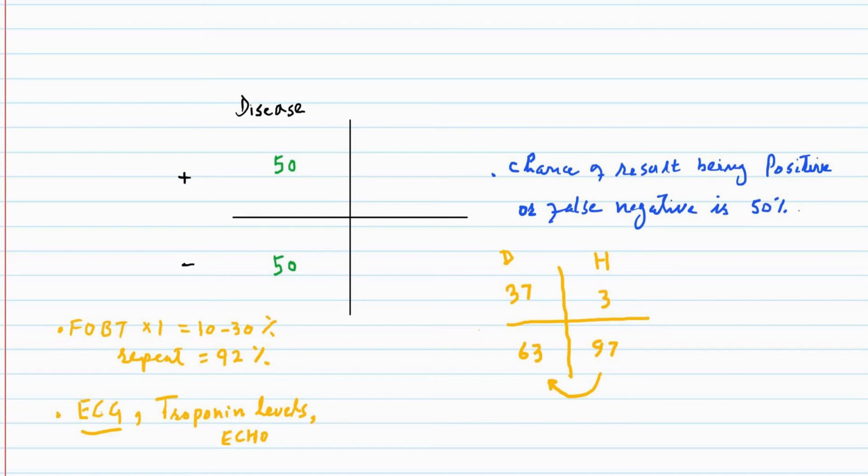We can see if the test is negative, the person still may have MI, but if the test is positive, it means the person is most likely to have MI. If we calculate the positive predictive value of this test, it's around 92%, while negative predictive value is only 60%.